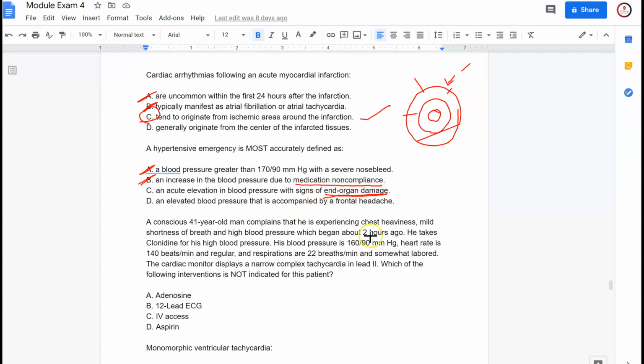Elevated blood pressure accompanied by a frontal headache. There are plenty of patients with a hypertensive emergency who never end up with a headache. Best answer: end organ damage.